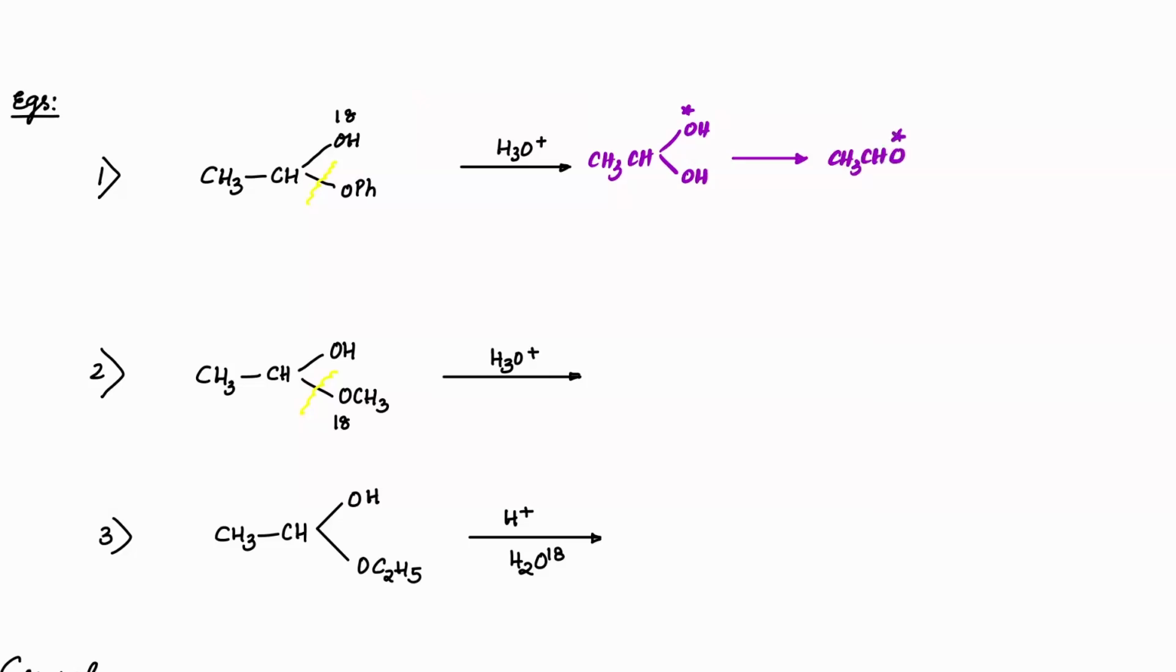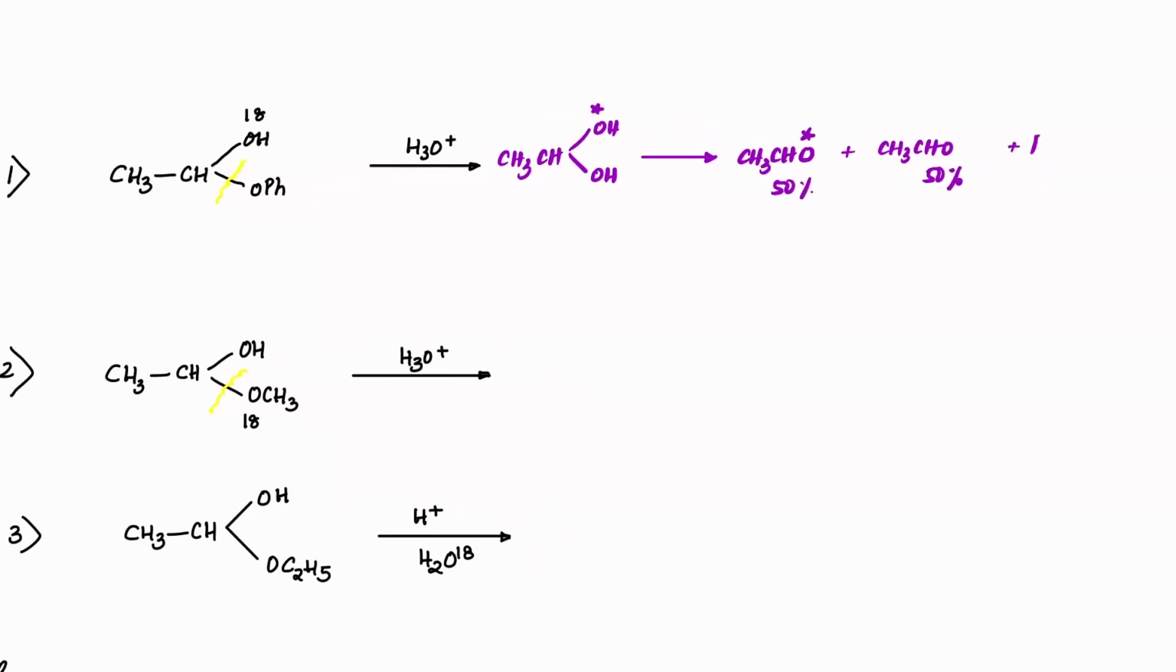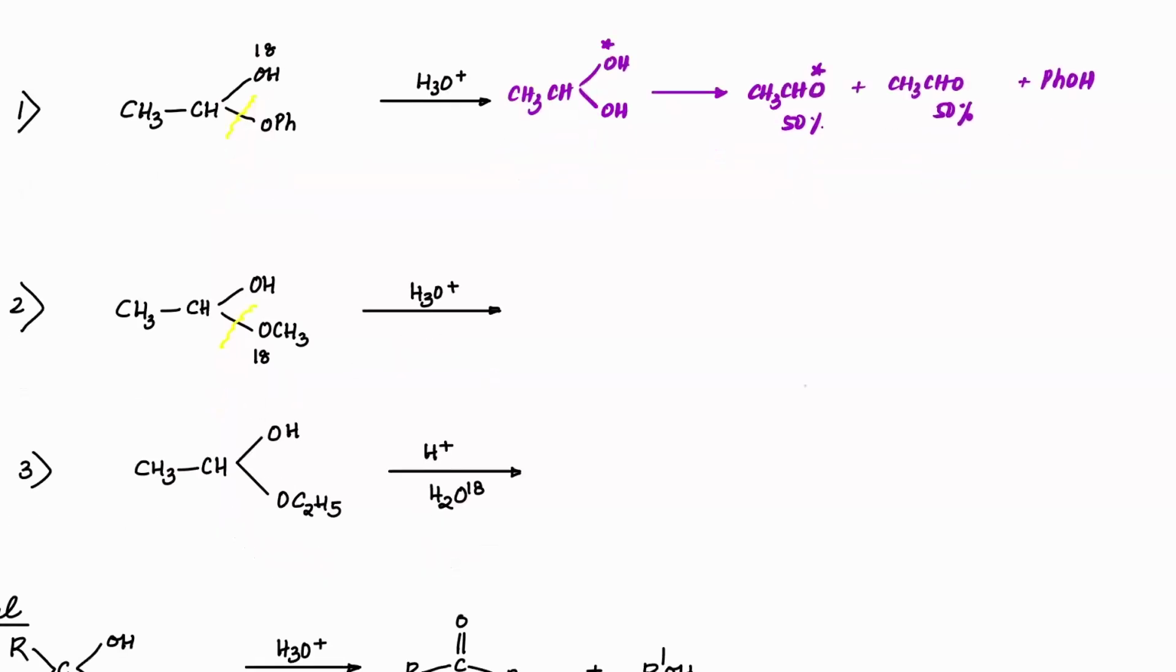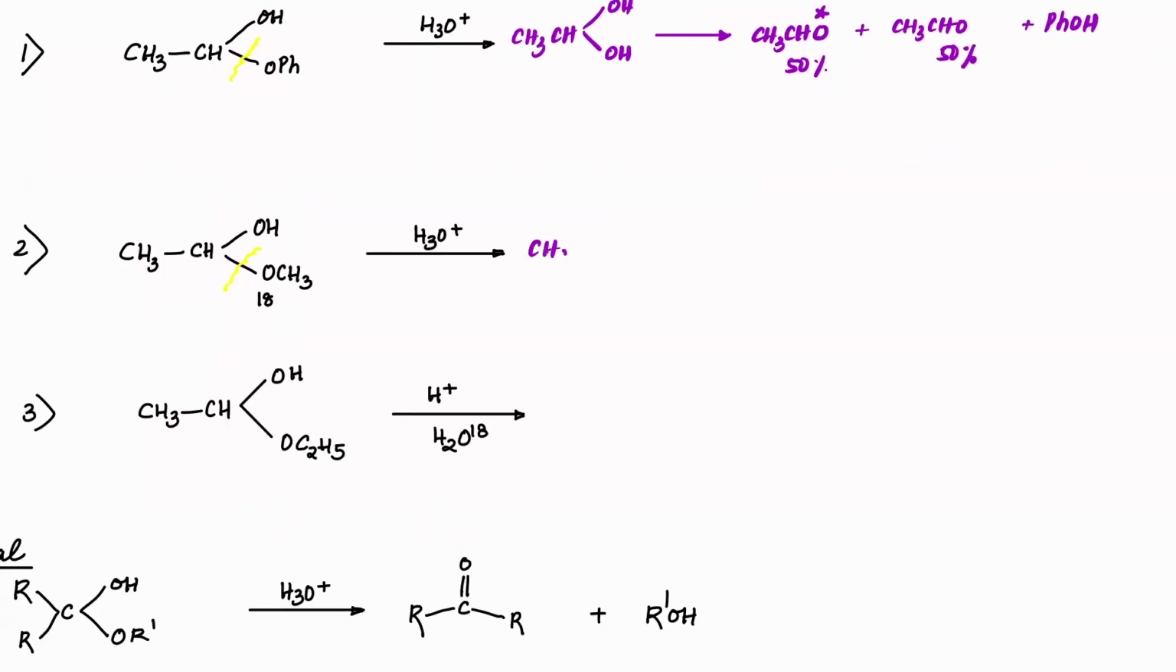So this will be aldehyde with this oxygen with 50% chances, and another aldehyde maybe without that oxygen also, that is also 50% chances. Okay, what is the other product? That is phenol, this one. Okay, next one. This time 100% you'll get only one aldehyde. This is 100% only this aldehyde, and 100% you'll get only one type of methanol, only this one. The rest will be water, normal water. Correct. This is the product.